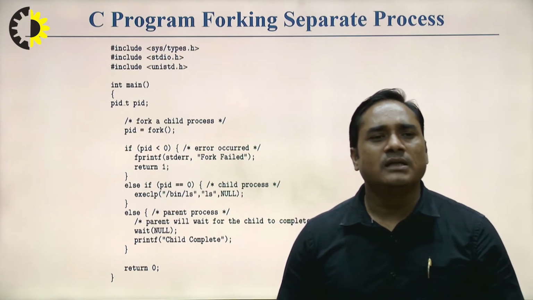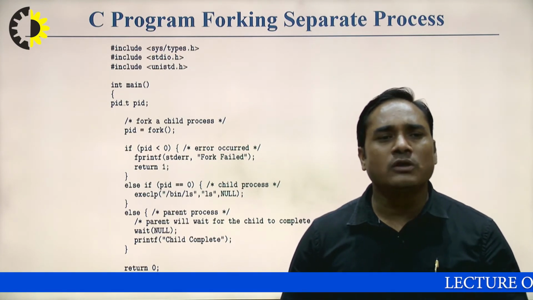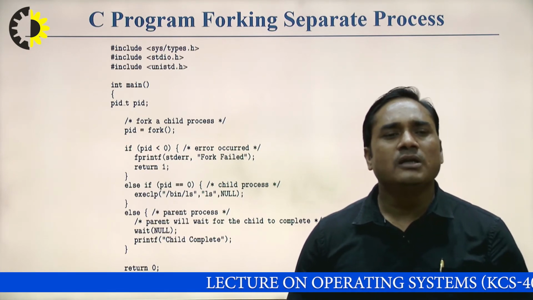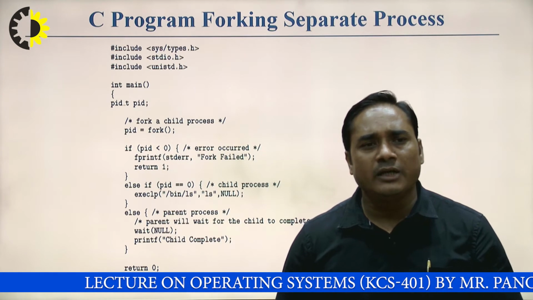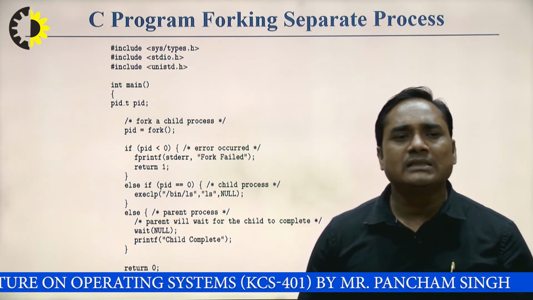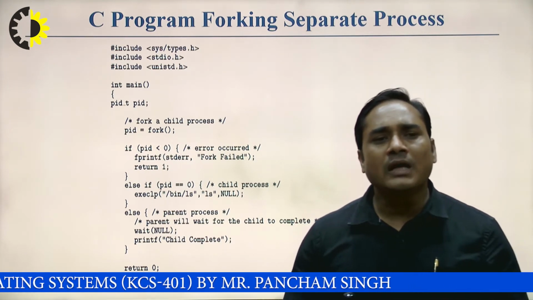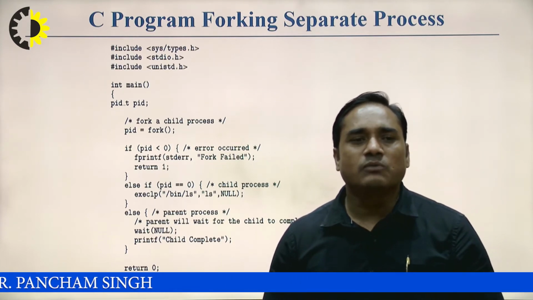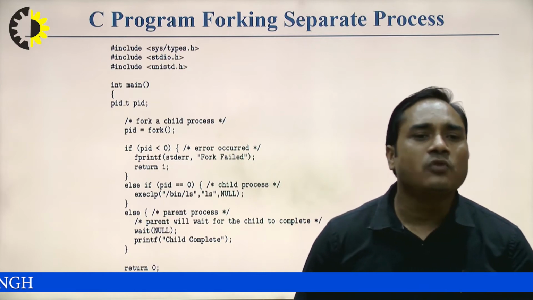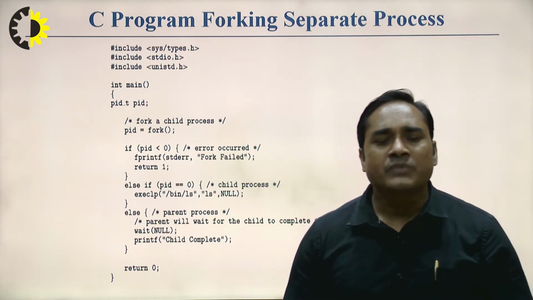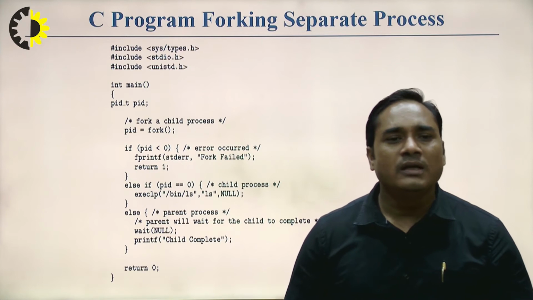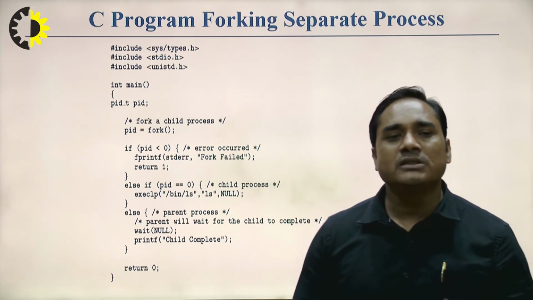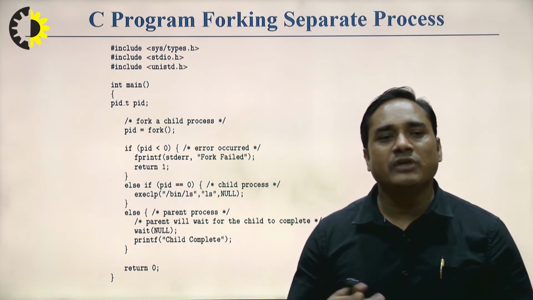So here we are using the code to create a new process, the fork system call. Let's say here int main, and pid stands for process ID. So fork a child process; now a child process can be created by the fork system call. So pid equals the fork system call here. If pid is less than 0, it will show an error.